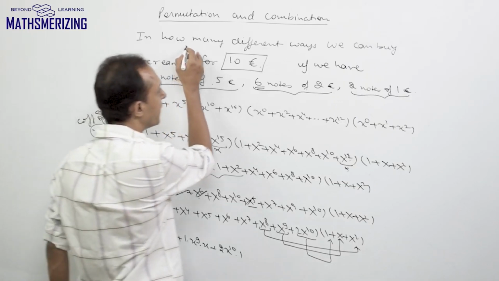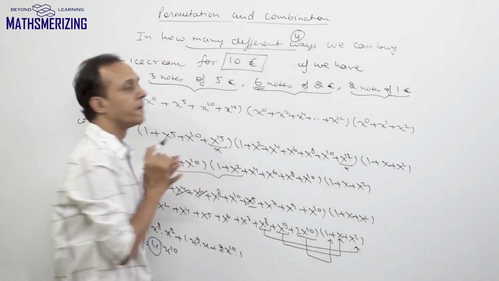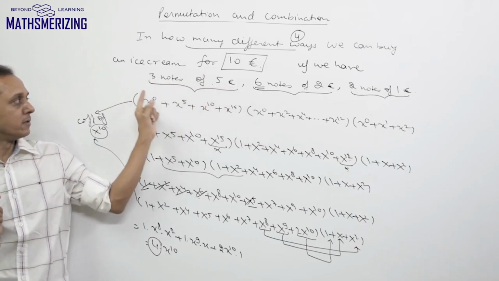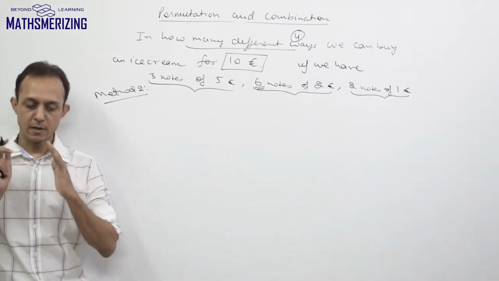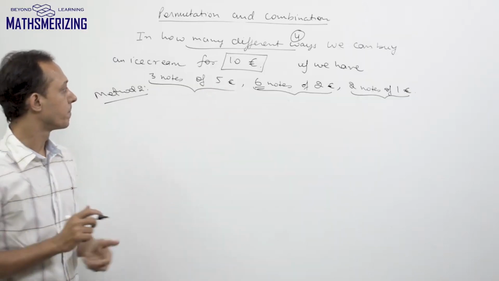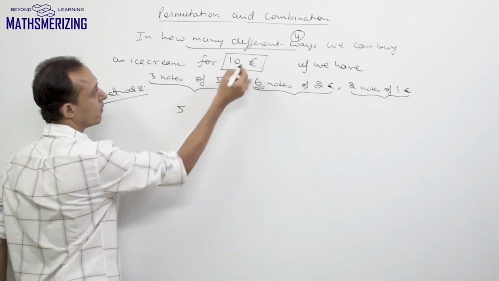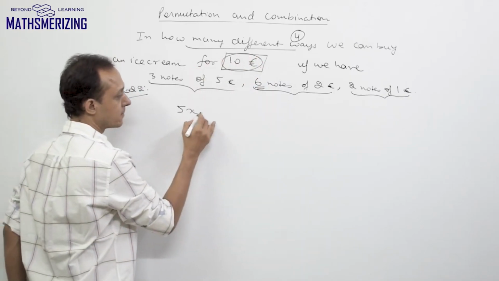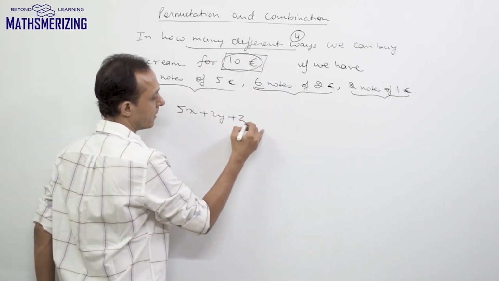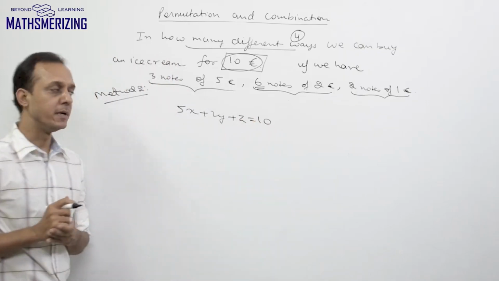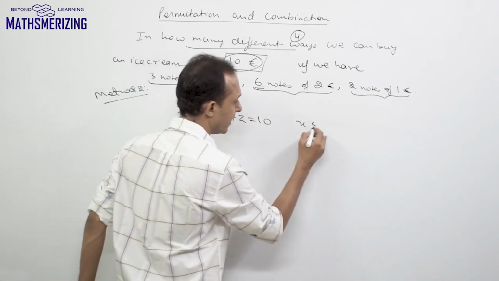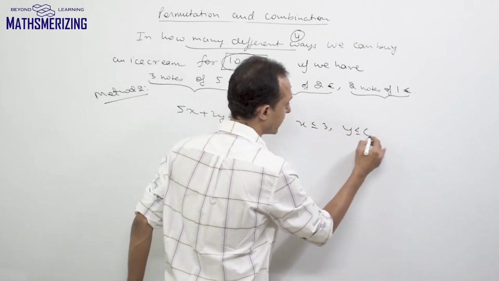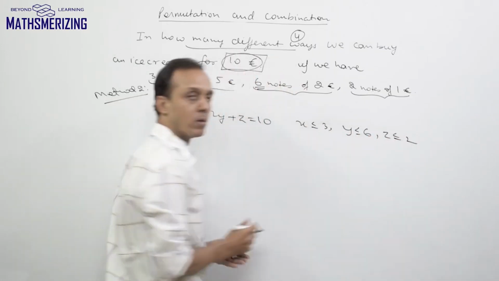So in how many different ways? There will be only 4 different ways in which we can buy this ice cream for 10 euros using these notes. Now another method of solving the same question can be, if I have to spend 10 euros, then it can be 5x plus 2y plus z, and this value should be 10, where x is less than or equal to 3, because there are 3 notes, y is less than or equal to 6, and z is less than or equal to 2.